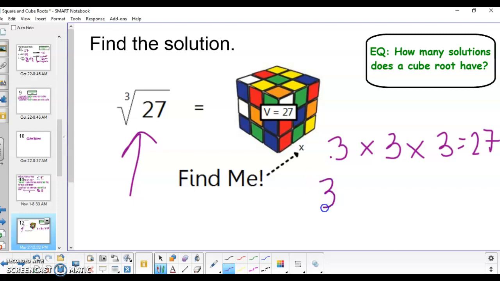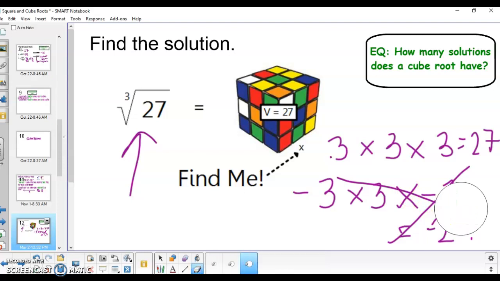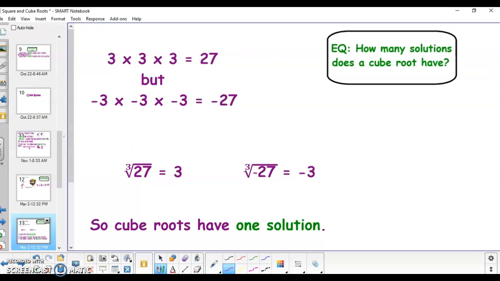What do I mean? What if I had negative 3 times negative 3 times negative 3? Would that equal positive 27? No, it would equal negative 27, and it doesn't work. Therefore, my answer is only one solution, and it has to be positive. And I already talked about that. Here, though, I want you to take a look at this.